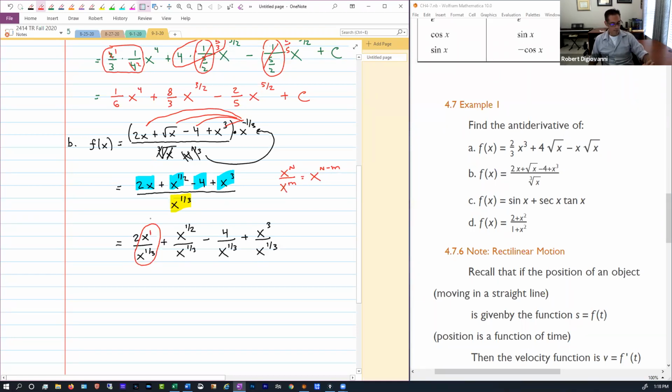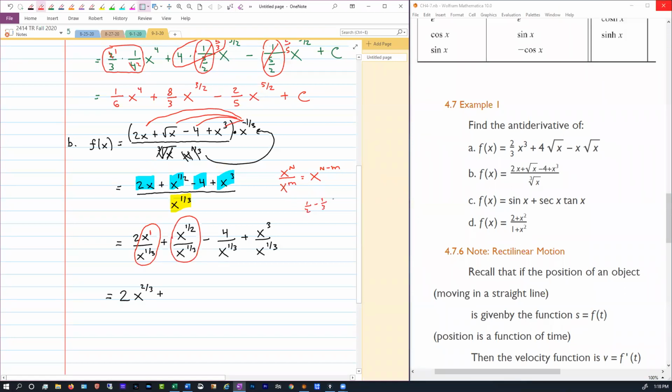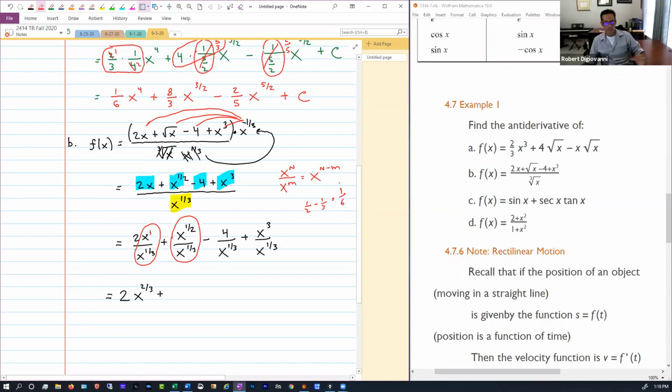And so what I'm going to wind up doing on that first one is leaving the 2 there. And then I'm going to write x to the, let's see, 1 take away 1/3, right? We're left with 2/3. Plus, okay, on this one, I have to do a half minus a third. A half minus a third. And maybe I'll do that over here on the side. 1/2 minus a third. 1/6. Yeah, it comes out to be 1/6. I'm not going to show how to do that. I'm trusting everyone can do that.